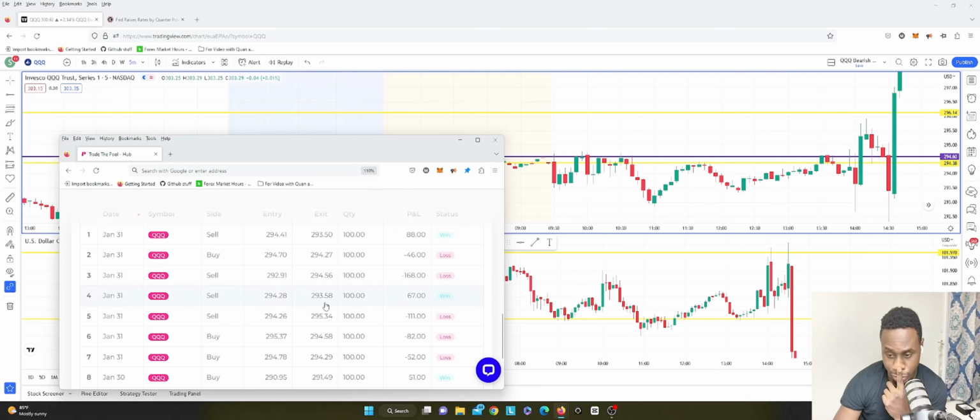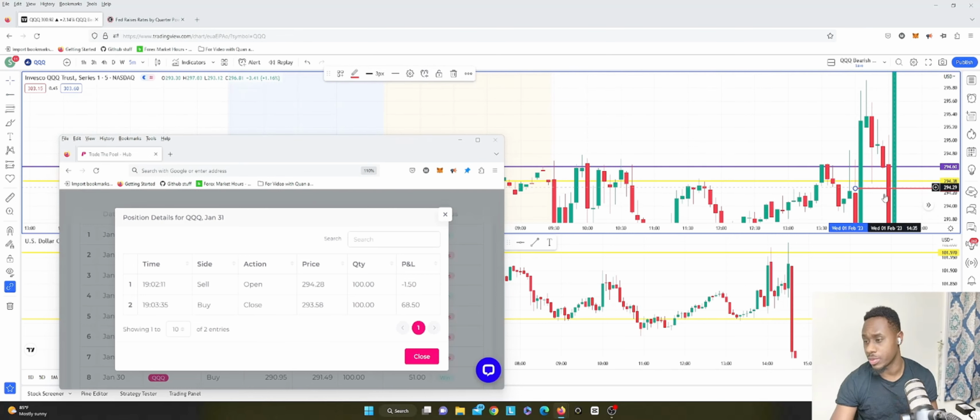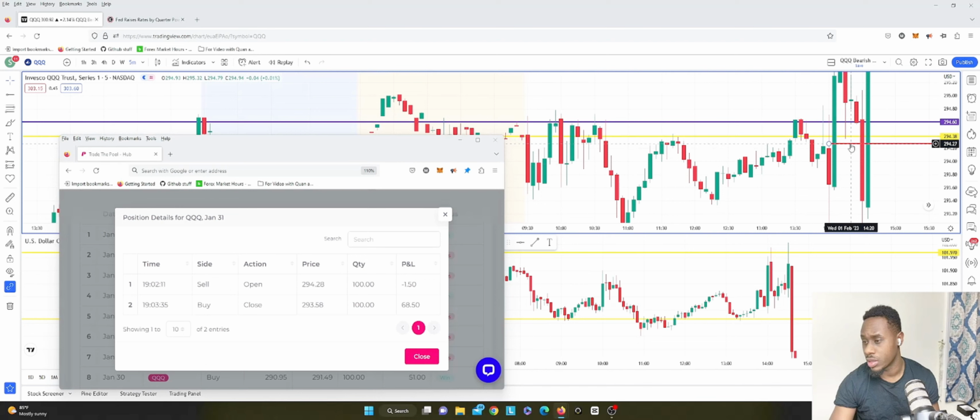So the next trade was a winner trade, 100 shares. It was within a minute to $68. So, wow, this was all on the same candle. So I made a sell position. Wow, at 29428. This was a nasty candle, yo. A lot of people got played with on this one.